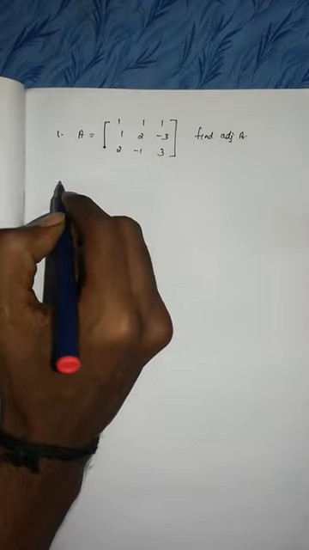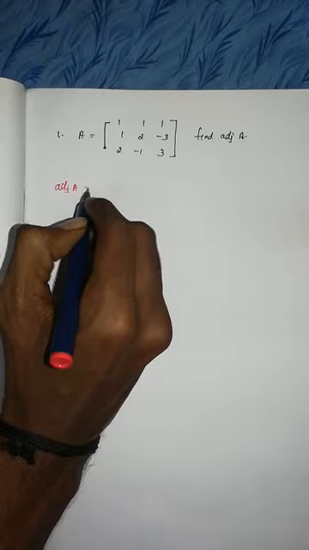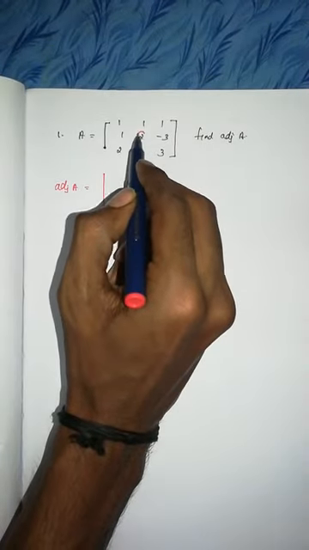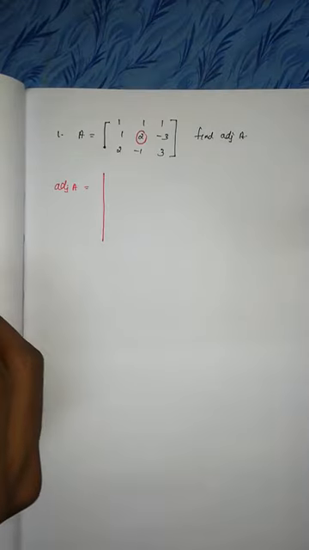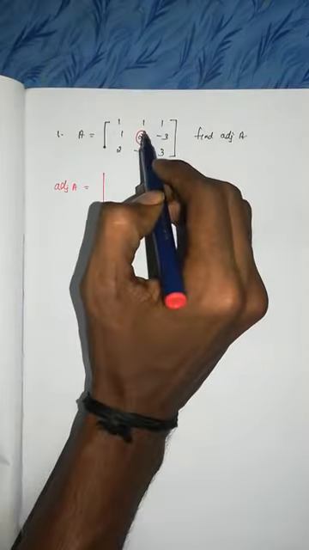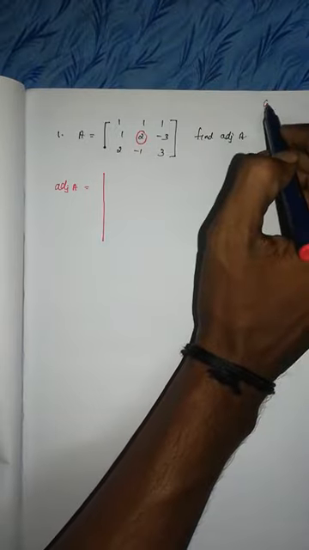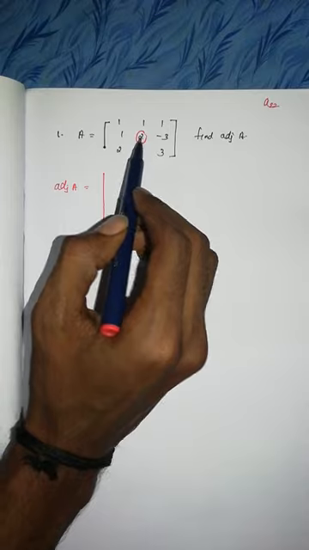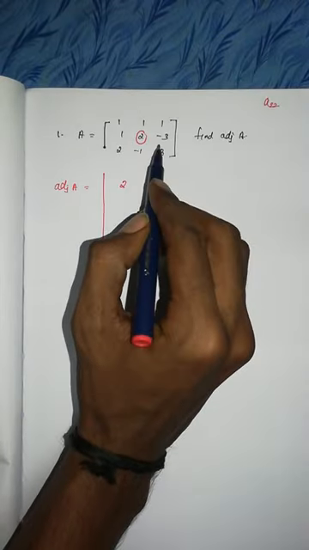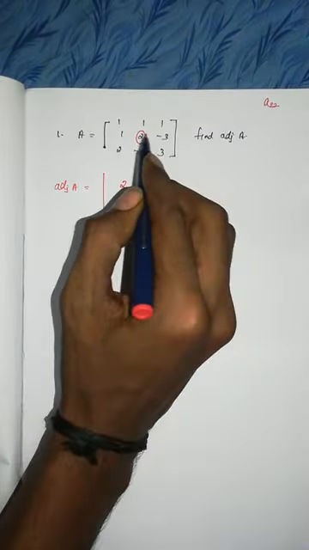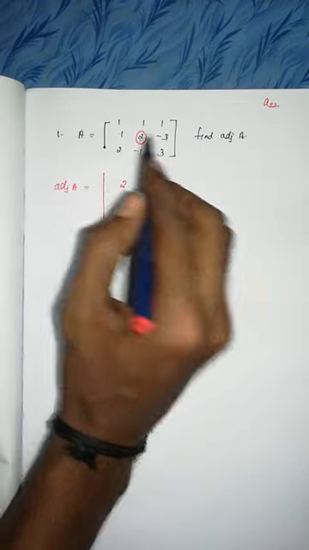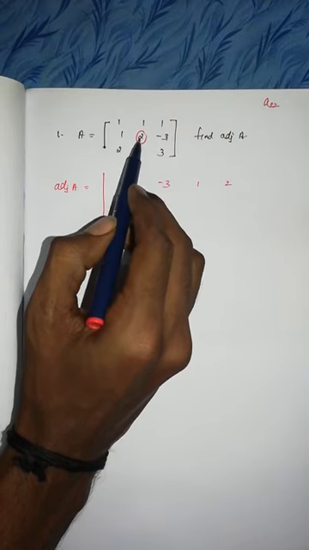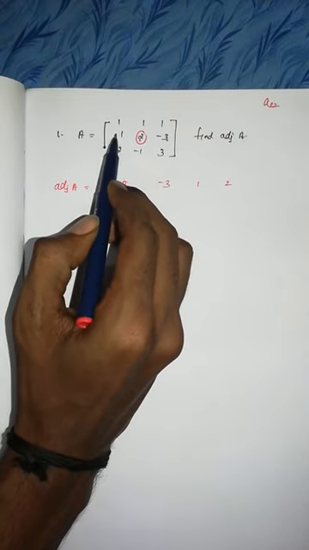So how to find the adjoint for this matrix? Very easy. You start with the pivot element. This is called the pivot element of a matrix. You start with the second row, second column, which is A2,2. So you start with this number and write 2. The next number is minus 3, then 1, 2. First I start with this number: 2, minus 3, 1, 2.